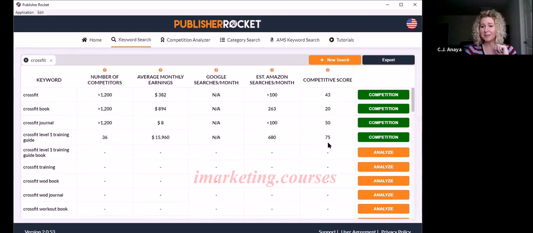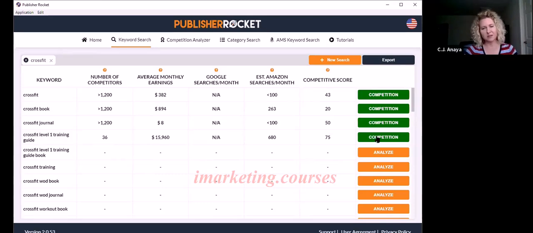This competition is 75. And look at how big that amount of money is. So this was what I was talking about. There are not a ton of people who are doing CrossFit level 1 training guides. They're not using that term. And yet it is super, super duper competitive, probably because the books that are using this particular term are making a killing. Their sales ranks are incredible. They're right on page 1, and you would have to fight all of them to be able to get this money and to be able to rank.